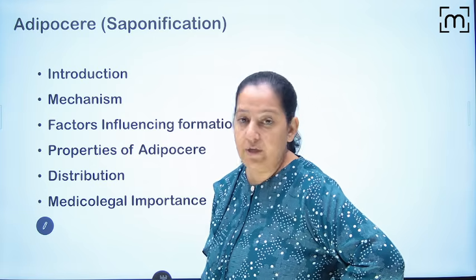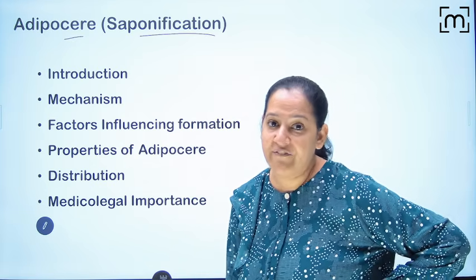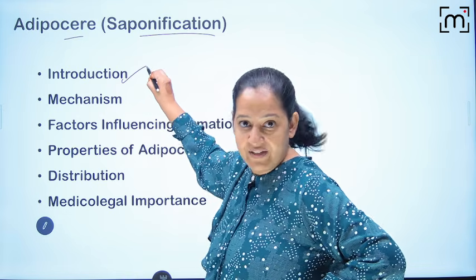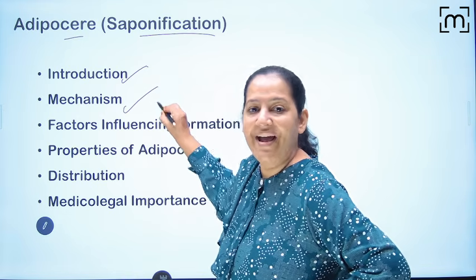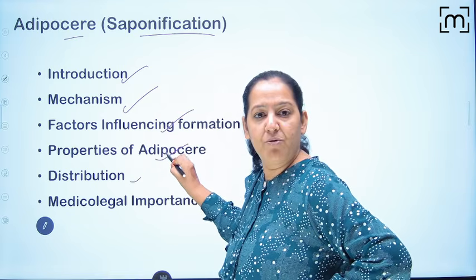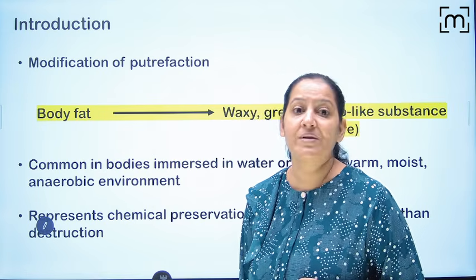So first of all, adipocere is also known as saponification, saponification of the dead body. Okay. So first you tell me the definition. Obviously, then you tell me the mechanism. Then factors affecting the formation of adipocere, properties of adipocere, distribution of adipocere, and what is its medicolegal importance. So one by one we will see what is the definition.